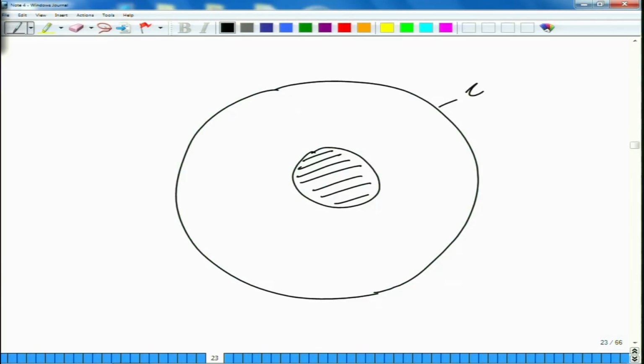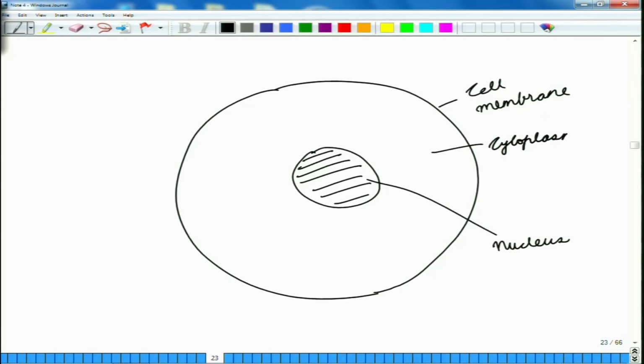So this is a cell membrane, this is a nucleus, and then we would be having a number of other things like cytoplasm, which is the sap that is filling the cell. We might be having a few mitochondria, which are organelles where energy is produced. So this is mitochondria.